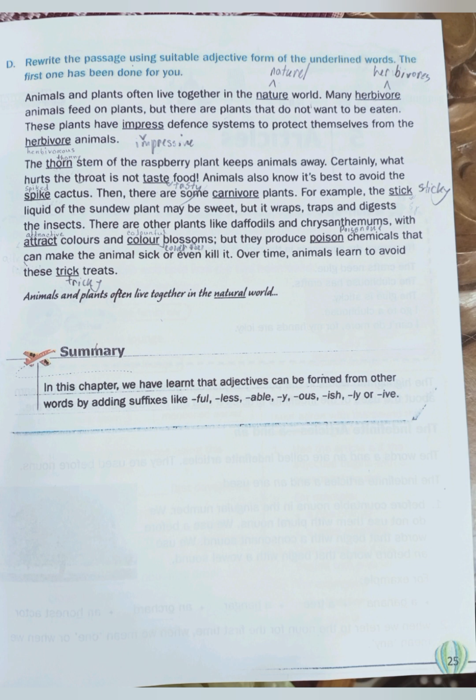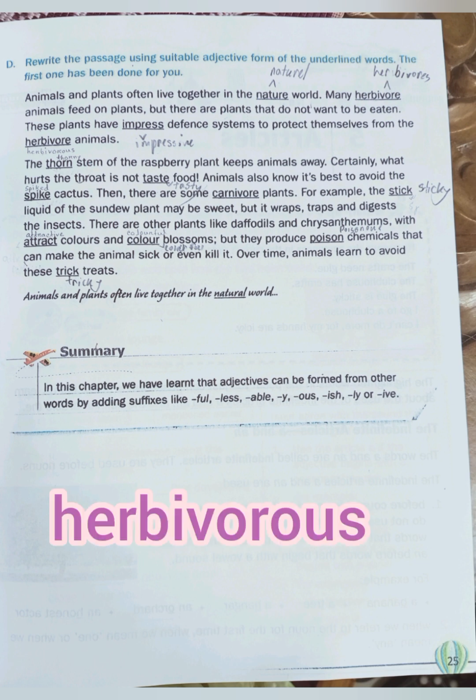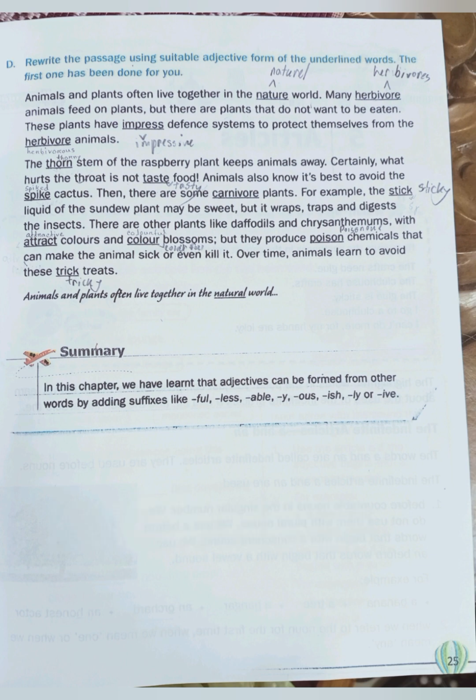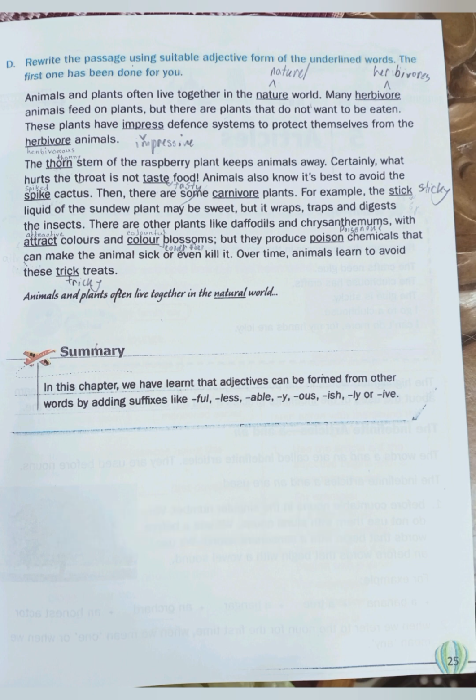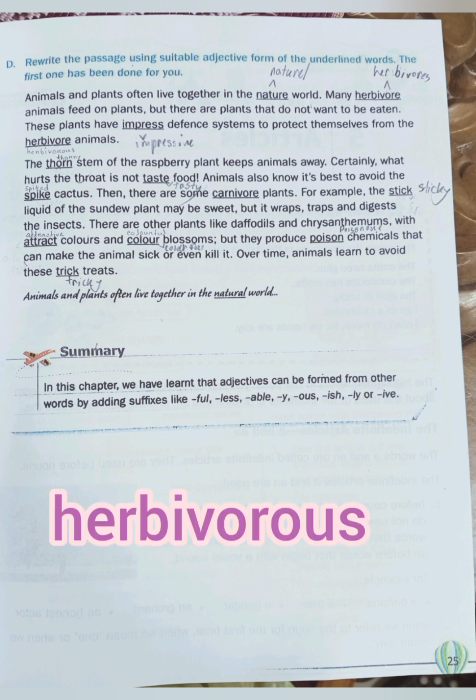D. Rewrite the passage using suitable adjective forms of the underlined words. The first one has been done for you. Animals and plants often live together in the natural world. Many herbivorous animals feed on plants, but there are plants that do not want to be eaten. These plants have impressive defense systems to protect themselves from the herbivorous animals.